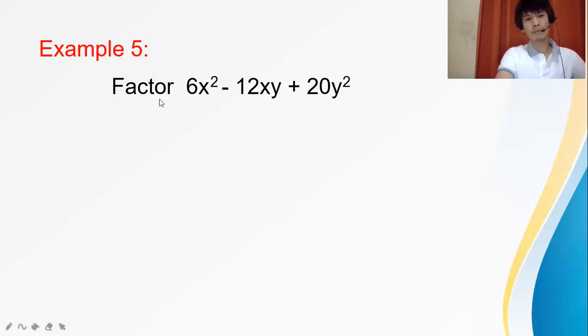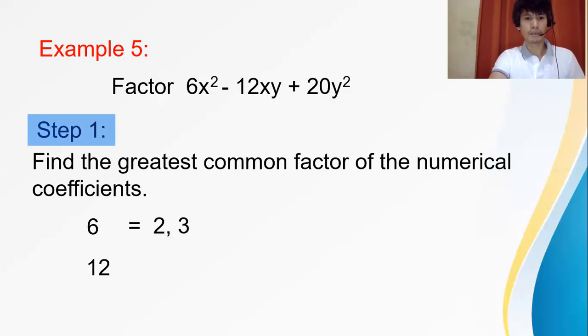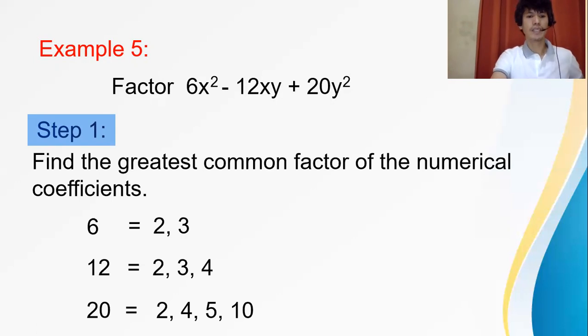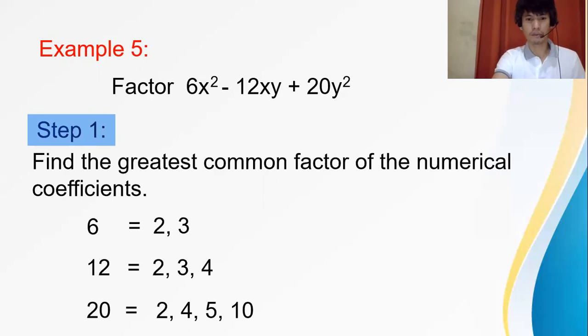All you do is take the numerical coefficients. Step 1, find the greatest common factor of the numerical coefficients. For 6 and 12, we have 2, 3 and 2, 3, 4. Then 20: 2, 4, 5, 10. Then the common factor is 2. So therefore, the common factor is 2.